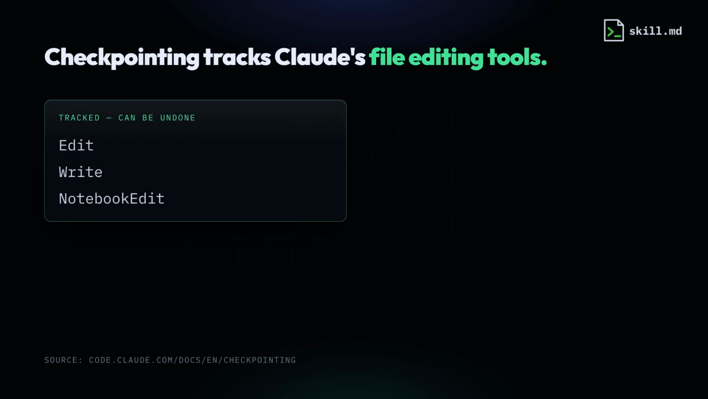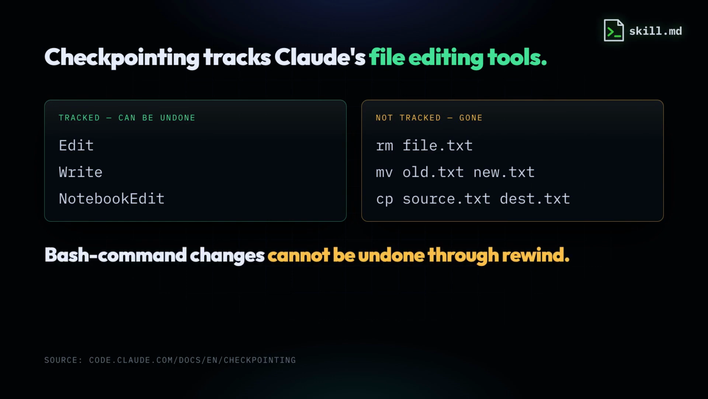Checkpointing tracks the changes Claude makes through its file editing tools. It does not track files modified by bash commands. rm, mv, cp. Those changes cannot be undone through rewind. The snapshot only ever covered what the edit tools touched.